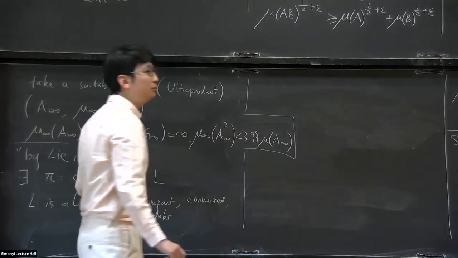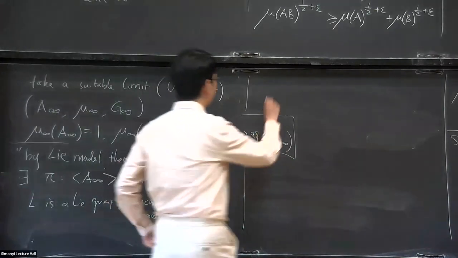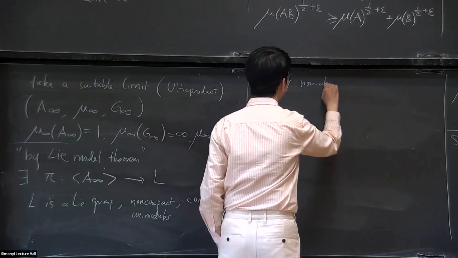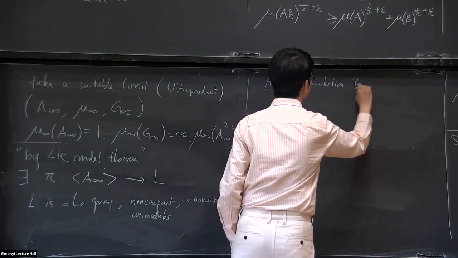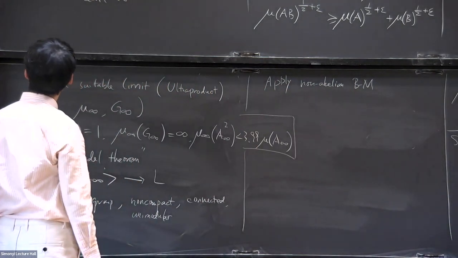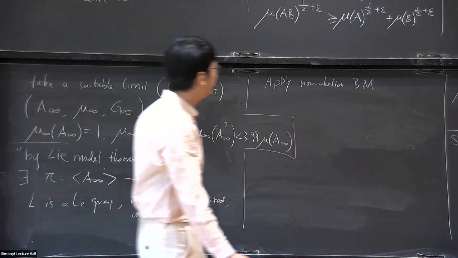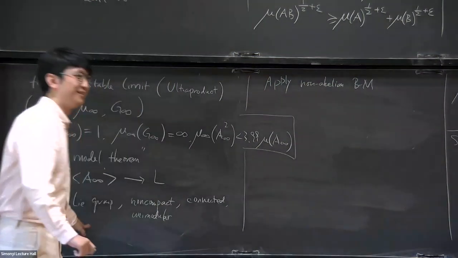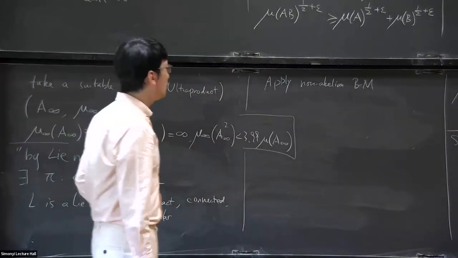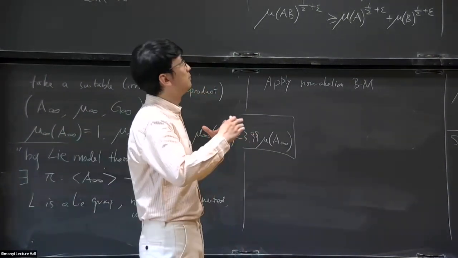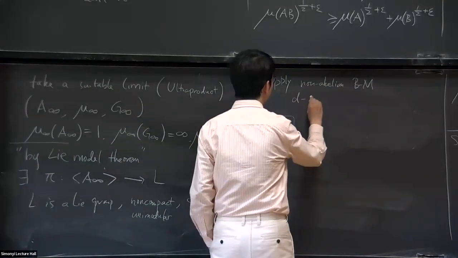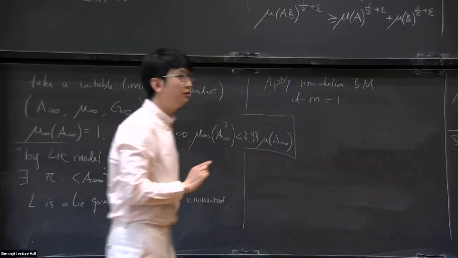And then what we do is we apply our Brunn-Minkowski. Apply non-Abelian Brunn-Minkowski. Hopefully I didn't erase. Okay, so probably I already erased. It used to be here. Non-Abelian Brunn-Minkowski tells you, let's say for a symmetric set, μ(A²) is at least 2 to the d minus m times μ(A). So here we have d minus m equal to 1. And this is the crucial part.